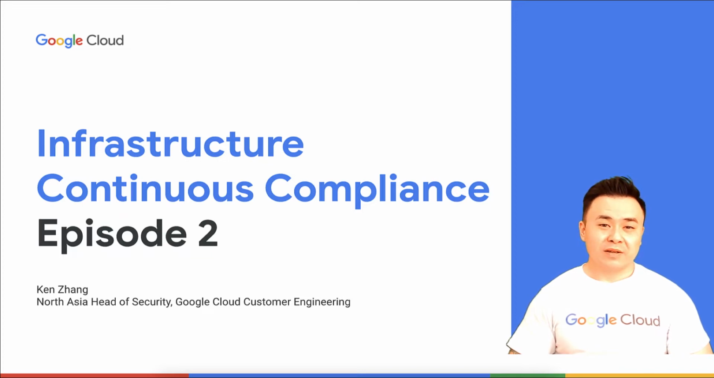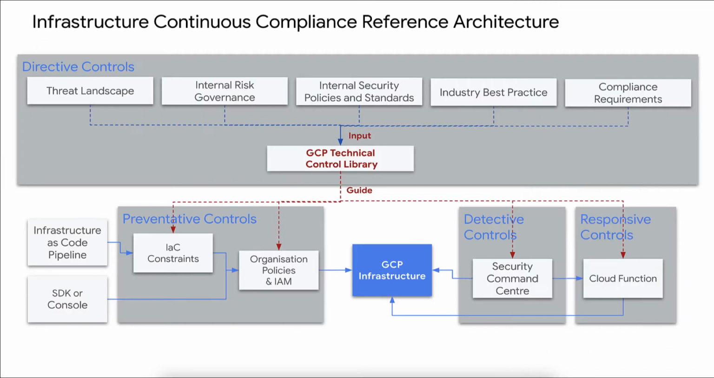In this episode, we're going to pick up the reference architecture and apply it using a simple example. This episode is going to get a little bit technical, so bear with me. Here's our reference architecture. There are 4 types of controls: directive, preventative, detective, and responsive.